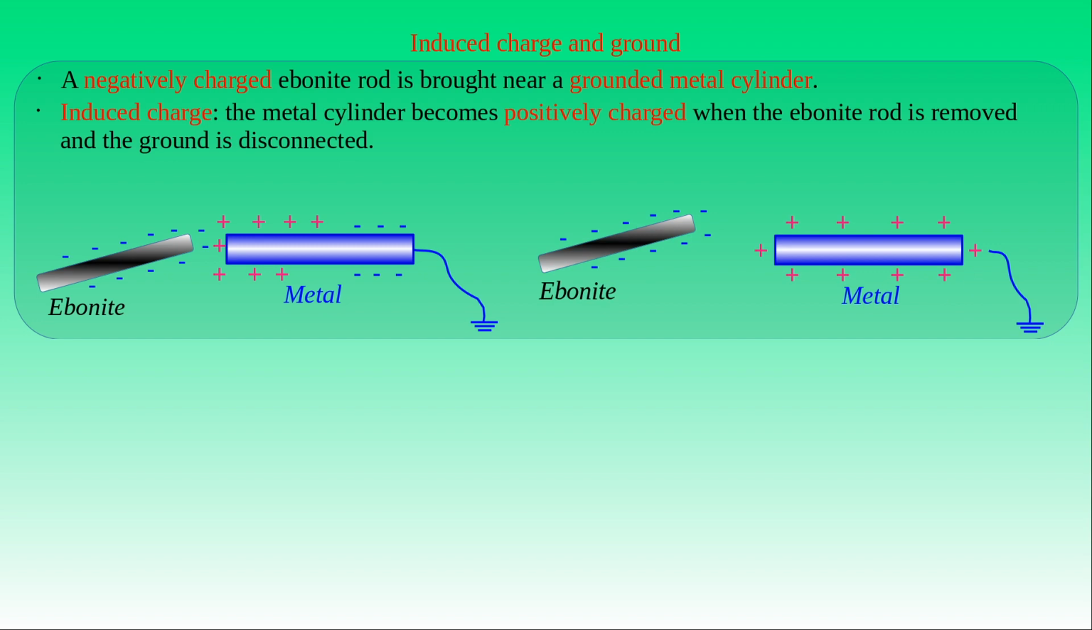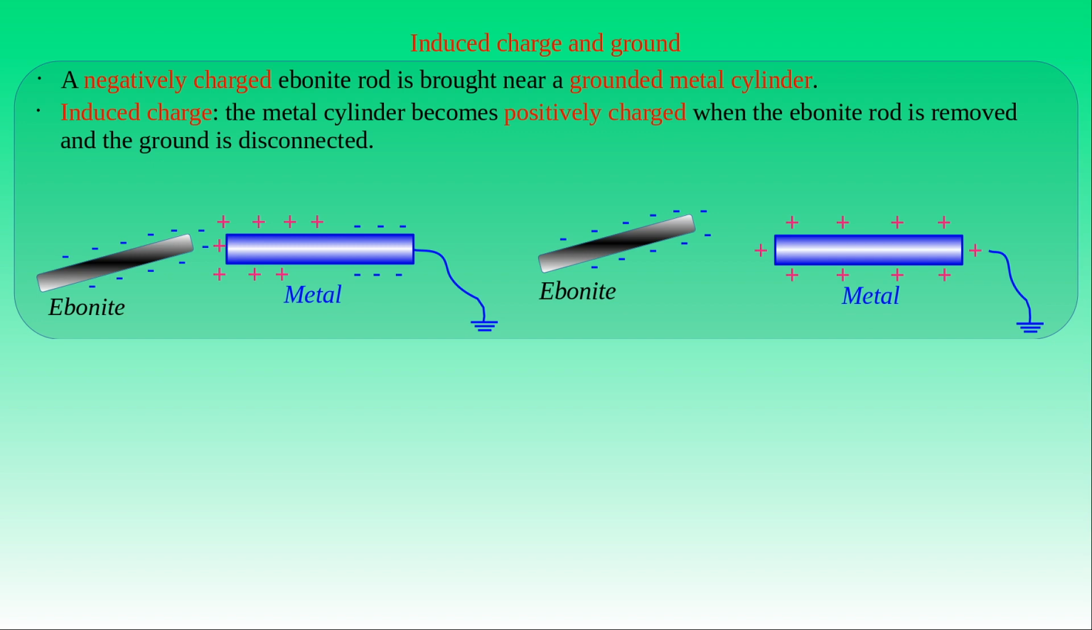The explanation of this result is simple. The negatively charged ebonite rod brought near the cylinder attracts the positive charge and repels the negative one in the conducting body. The left-hand side of the cylinder is closer to the rod and it will be abundant in induced positive charge. The right-hand side is far from the rod and it will attain more induced negative charge.